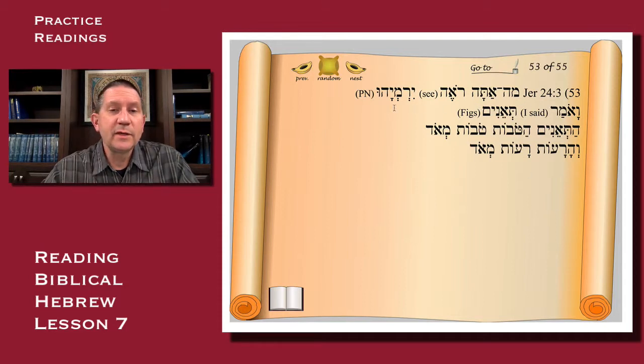Ma ata ro'eh Yirmiyahu? What do you see, Jeremiah? Va'omar, and I said, so Jeremiah is speaking, te'enim, figs. So the Lord is showing Jeremiah a vision, and in the vision there are figs, and then he makes a comment about the figs, right? Te'enim, here's te'enim again. And let's notice what's going on with the article. So we have hate'enim hatovot, tovot me'od. So the noun is followed by the same adjective, right? Feminine plural. That tells us that te'enim is an irregular spelling for its plural. This is a feminine noun, even though it looks masculine.